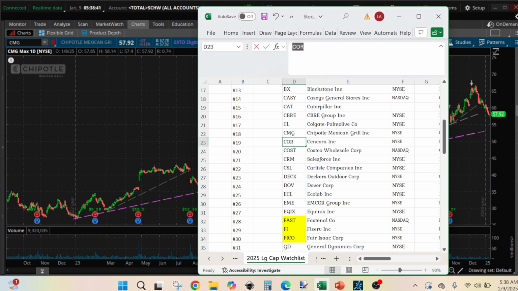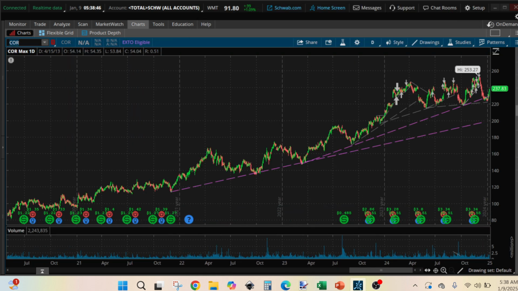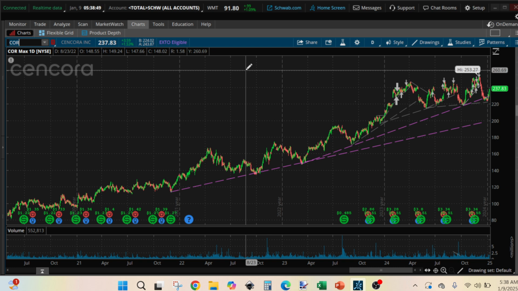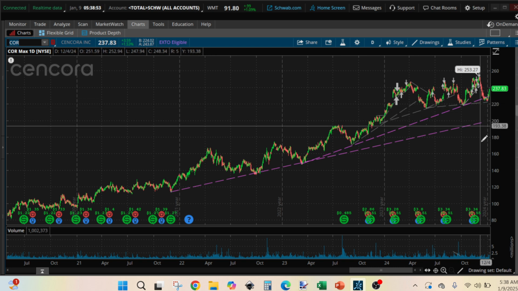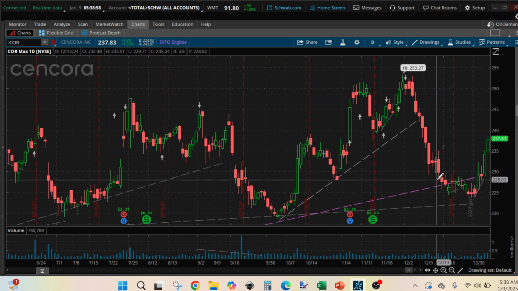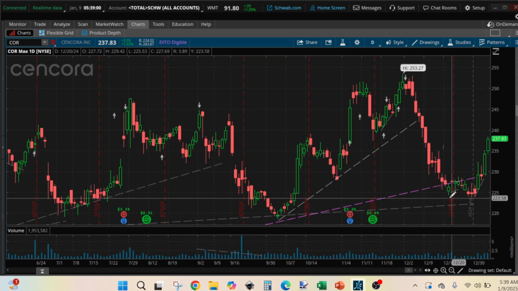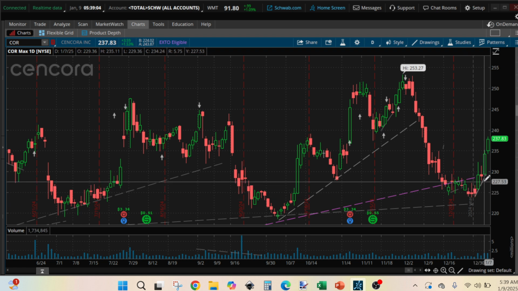COR. So COR, we have this trend line that we like to buy at. Let's see what it's doing. So we have an uptrend there, but then it has a lower low and then we have a higher low. So we have an uptrend line here and then we have those.